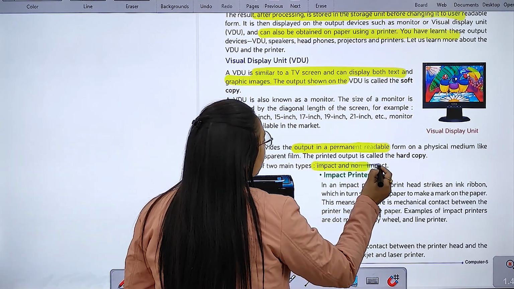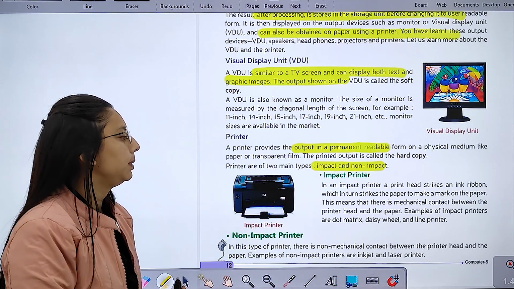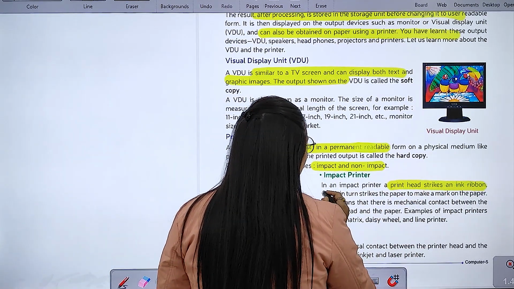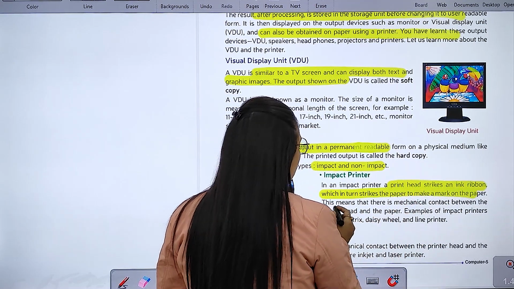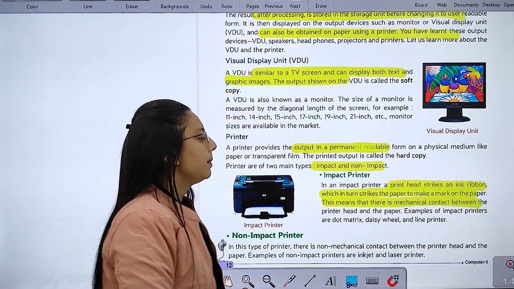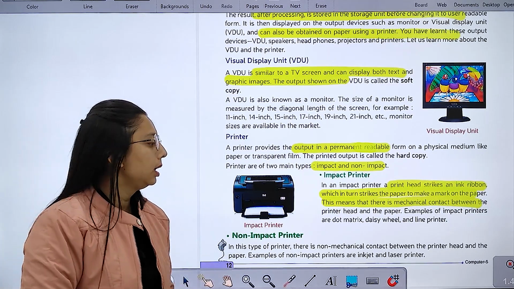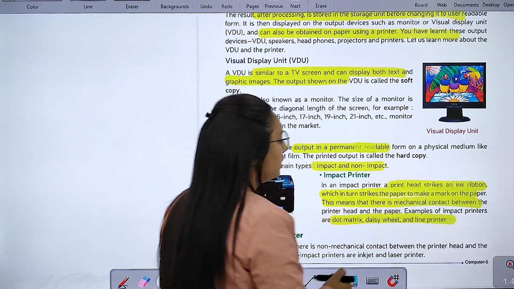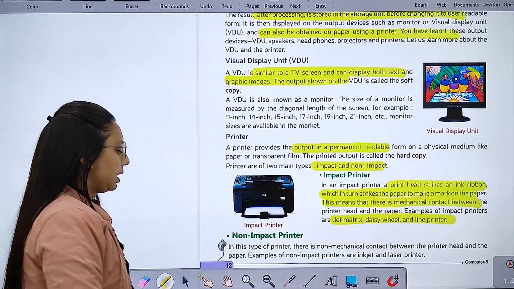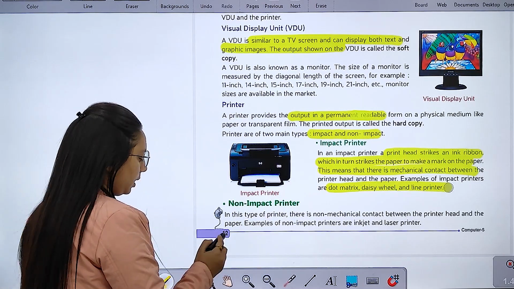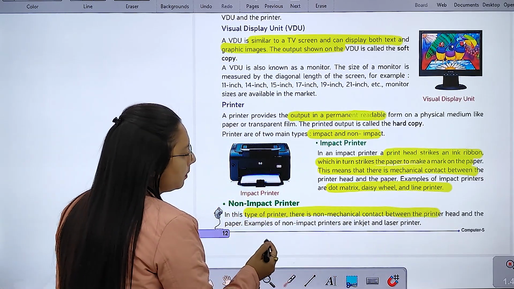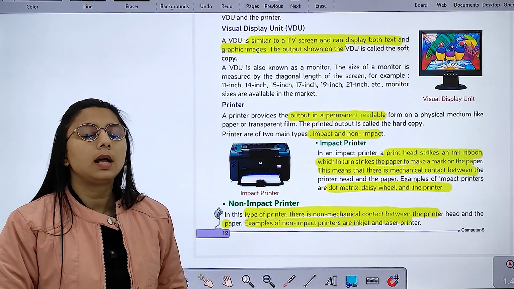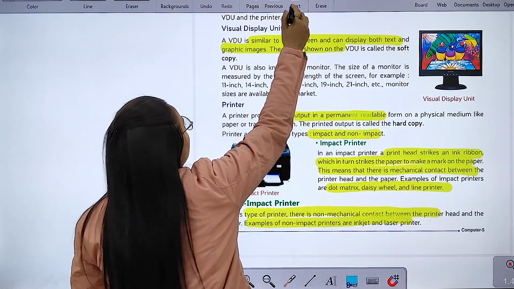Printers are of two types, impact and non-impact. So let's see the impact printer. In an impact printer, a print head strikes an ink ribbon, which in turn strikes the paper to make a mark on the paper. This means that there is a mechanical contact between the printer head and the paper. Examples are dot matrix, daisy wheel and line printer. Then we have non-impact printer. In this type of printer, there is non-mechanical contact between the printer head and the paper. Examples of non-impact printers are inkjet and laser printer.